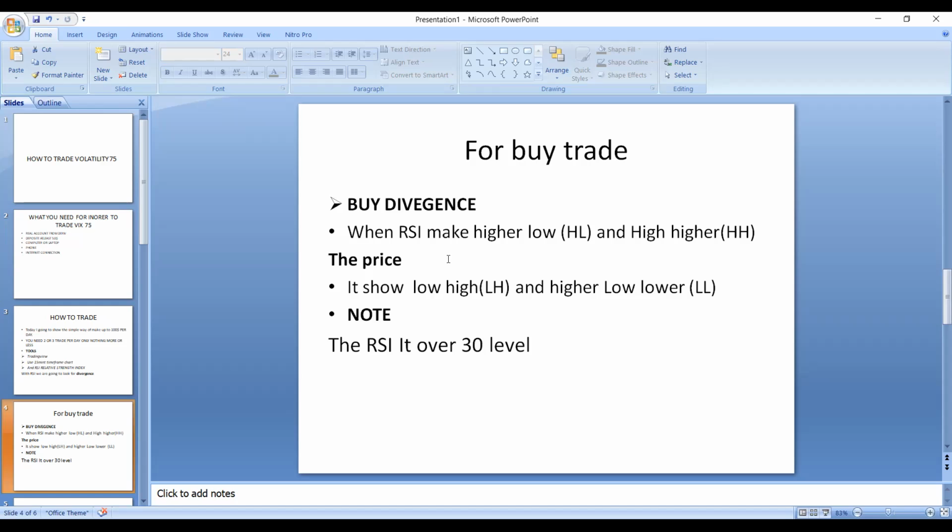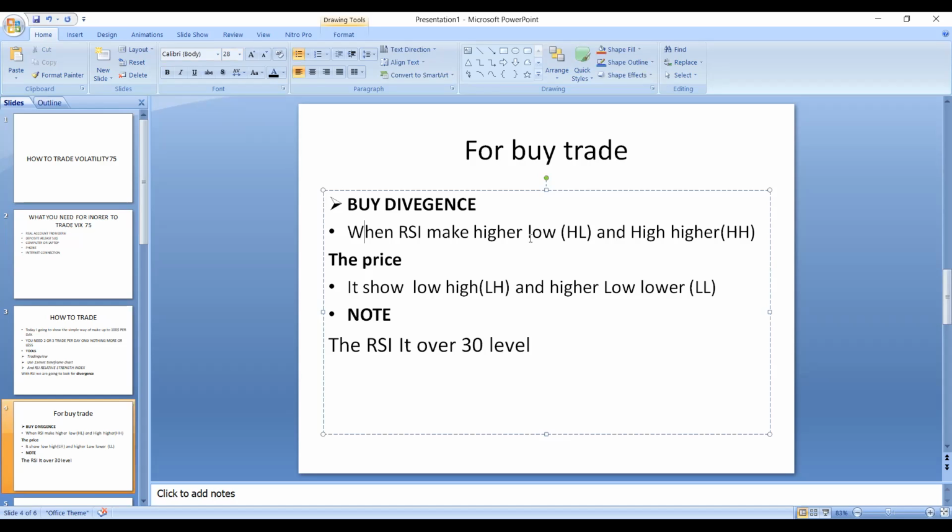So let me repeat. For the buy, the RSI makes higher lows and higher highs. The divergence shows you that we are going up, and the price shows that we are making lower highs and lower lows. This is the main thing we are looking at, because this is the one that shows us that we are going up. Okay, sorry guys.